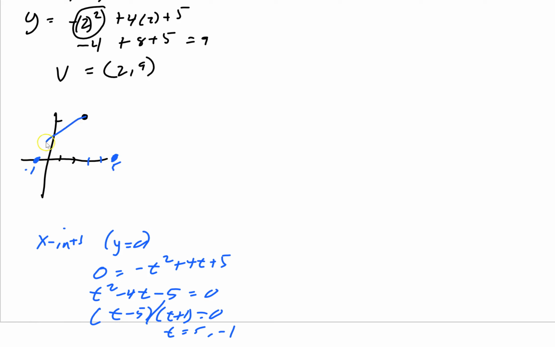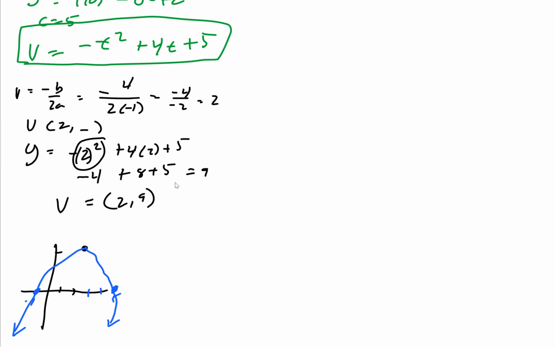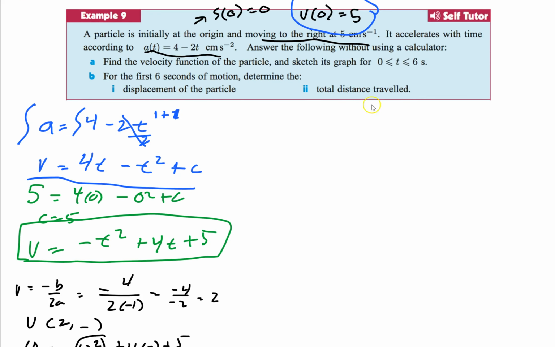So right here, 3, 4, 5. It's opening down. So I get that. That's my crude sketch of that from 0 to 6. I think they wanted that. So there's my graph.